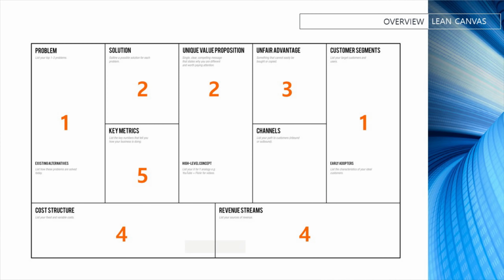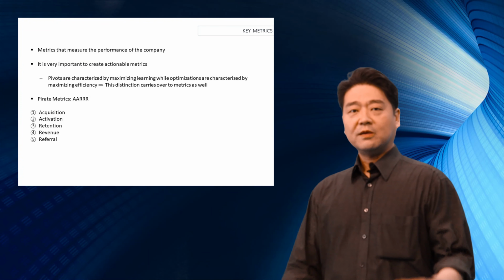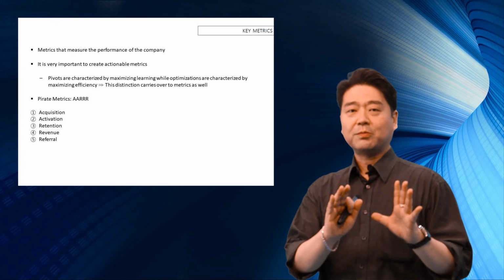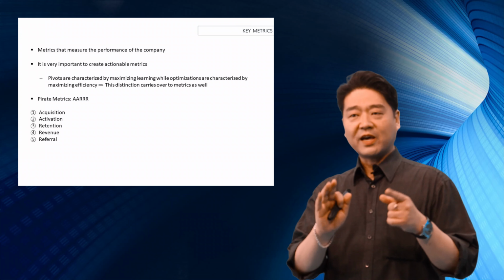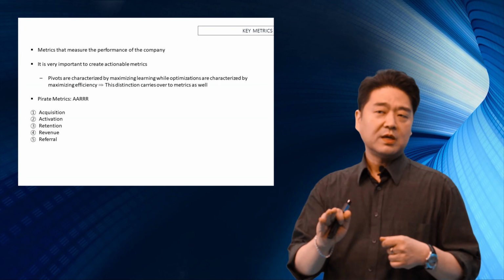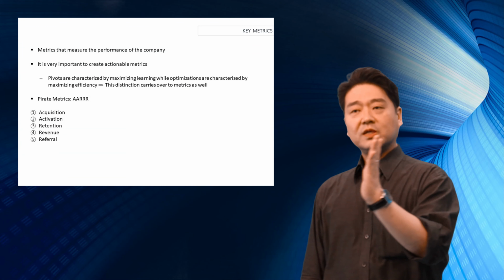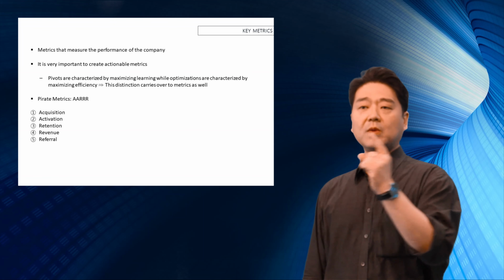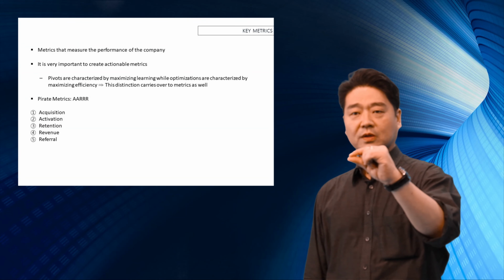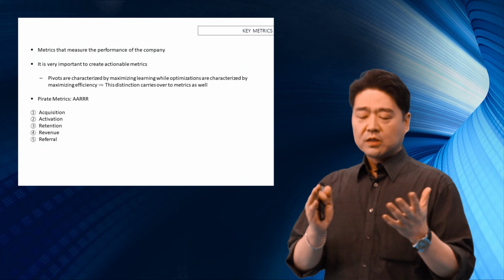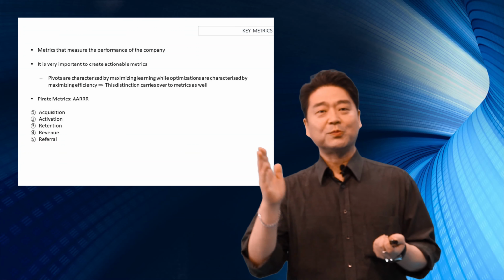Now, what's next? Key metrics. We talked about this, pirate metrics. If you remember this, yes, it is called pirate metrics because it sounds like a pirate. Arr! Acquisition, activation, retention, revenue, referral. It has been written this way, but as you can see in my later lecture, I put referral in between retention and revenue. We will talk about the reasoning later.